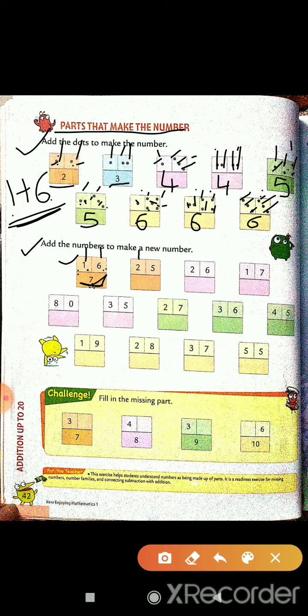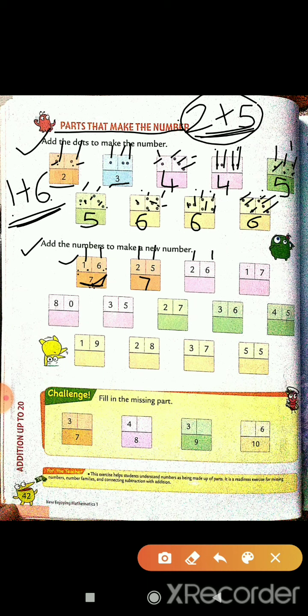In the first box 2 is written and the second box 5 is written. So we have to add 2 and 5 together. Got it, students? So when we add 2 and 5, the answer is 7. So you need to write here 7. How we got these answer? With the help of the number combinations which we have completed in the earlier parts.